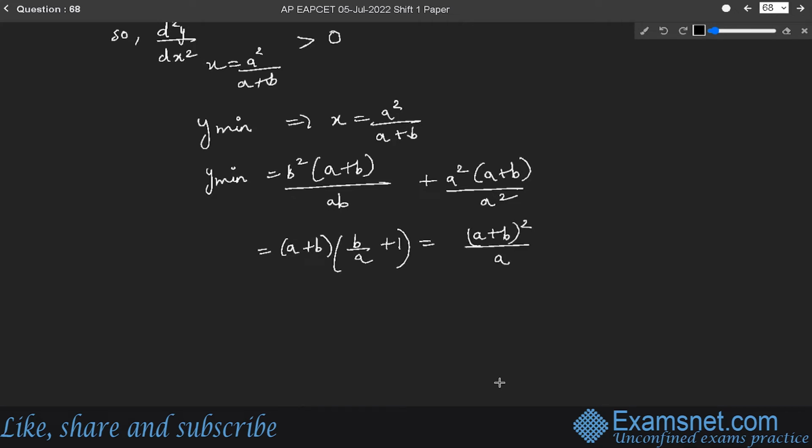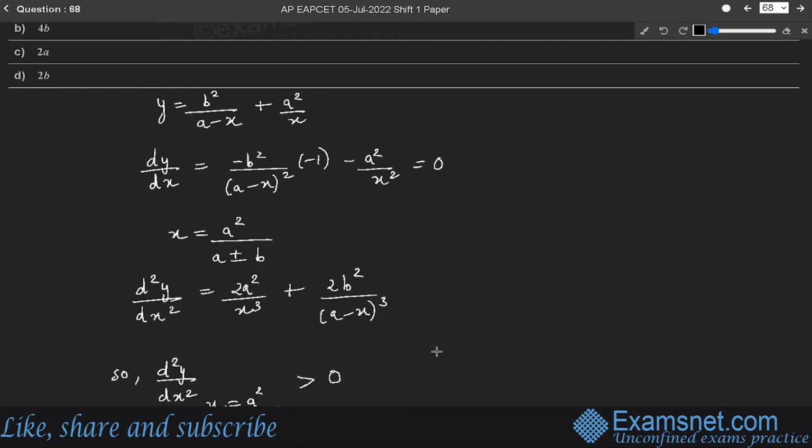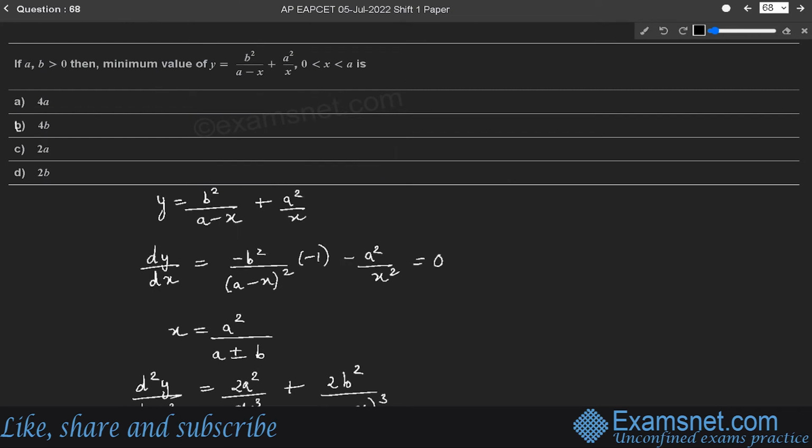So we can say that y will be minimum at 4b. Therefore, we can say that the correct option here is option number B, which is 4b.